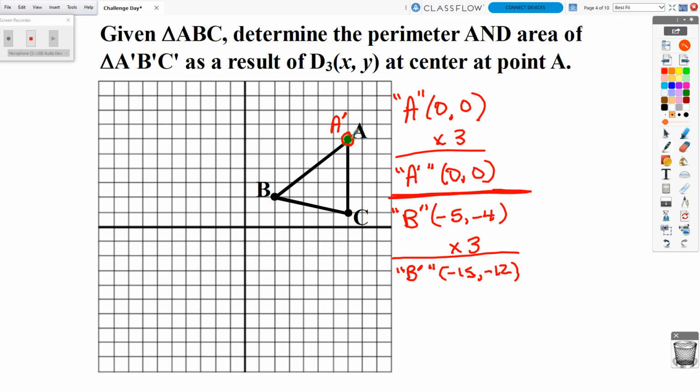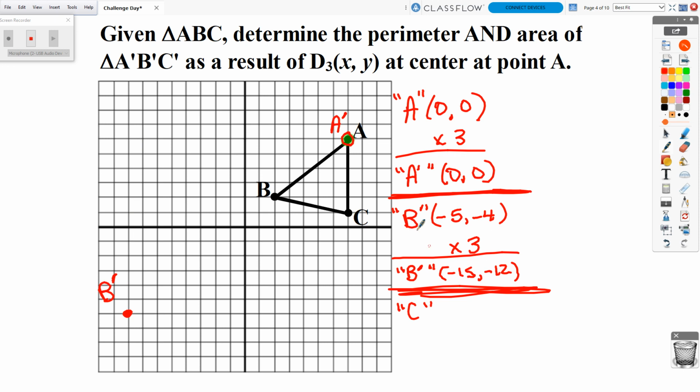And again, we got to start from A, the center of the dilation. So 1, 2, so we already know this is 5. 6, 7, 8, 9, 10, 11, 12, 13, 14, 15. And then down 12. 1, 2, 3, 4, 5, 6, 7, 8, 9, 10, 11, 12. Whew. All right, there's B prime. All right. Is that right? Did I count that right? I feel like I need to start over. 1, 2, 3, 4, 5, 6, 7, 8, 9, 10, 11, 12, 13, 14, 15. 2, 3, 4, 5, 6, 7, 8, 9, 10, 11, 12. Okay, yeah, I did that right. All right.